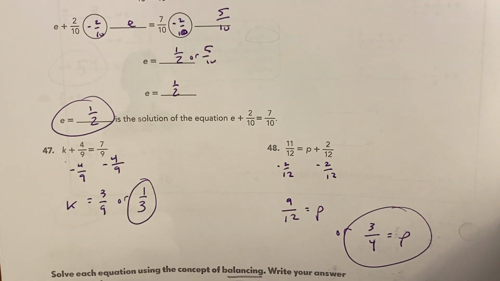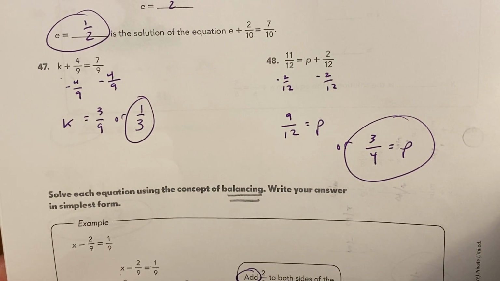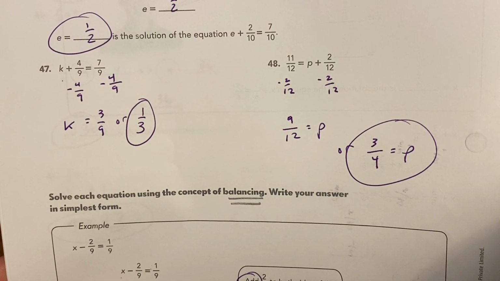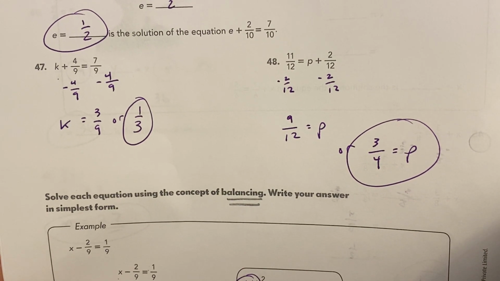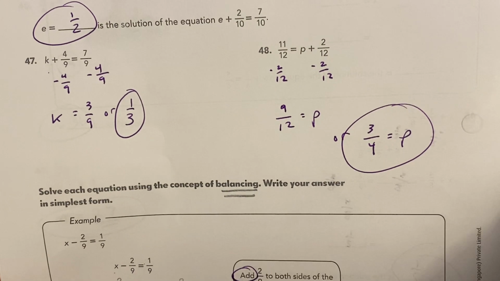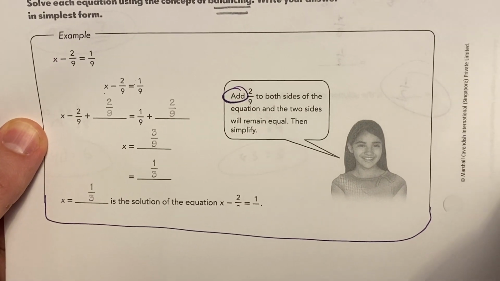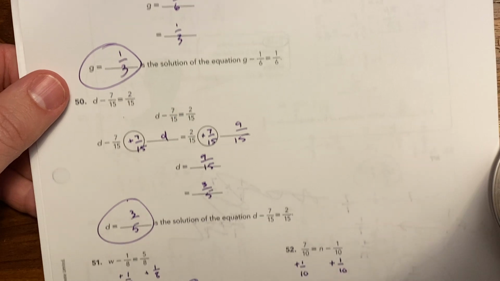Number 46, e equals 1/2. 47, K equals 1/3. If you got 3/9, that's right. You just try to simplify. 48, the answer was P equaled 3/4 or 9/12. All right, the next section is adding fractions. So I predict we're going to be subtracting. Next page. Yes, subtracting from both sides.